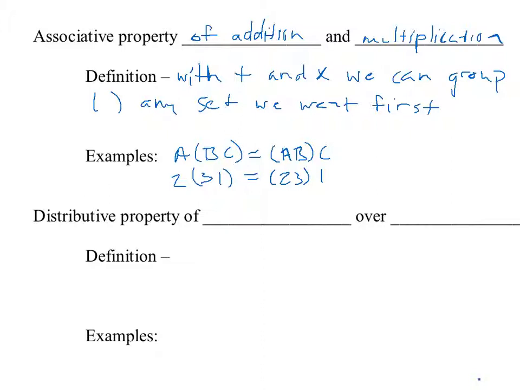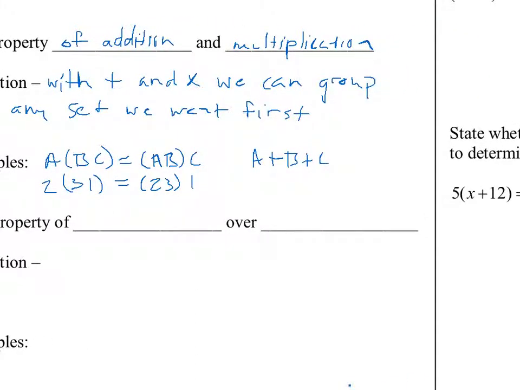Jacqueline? No, for associative. I'm looking for an example using addition of the associative property. So I hear A plus B plus C. Okay, so she's telling me A plus B plus C equals C plus B plus A.